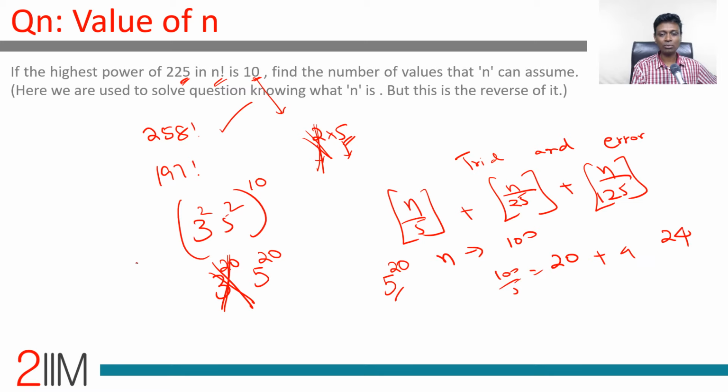Right? So let's try maybe 90. 90 by 5 is 18. 18 by 5 is 3. This is 21. 90 factorial is a multiple of 5 power 21. But we want the number of values n can assume. We are looking to find the smallest value. Right? So if we are looking for 5 power 20, 90 factorial.